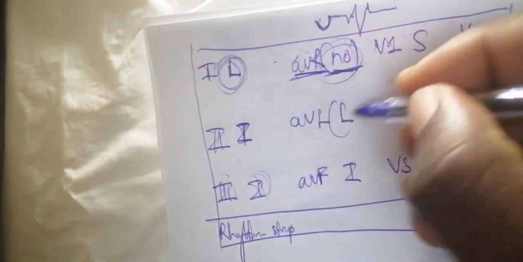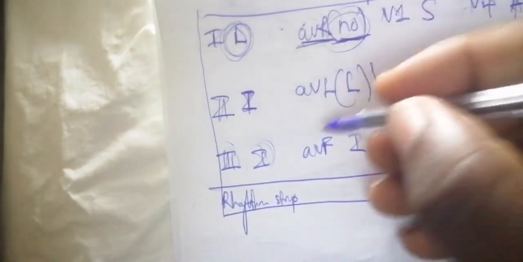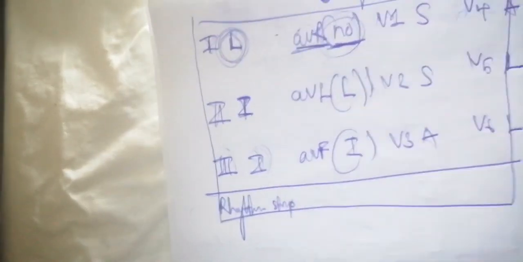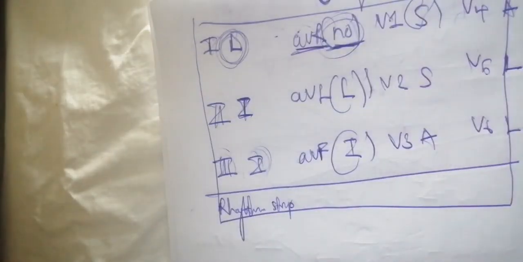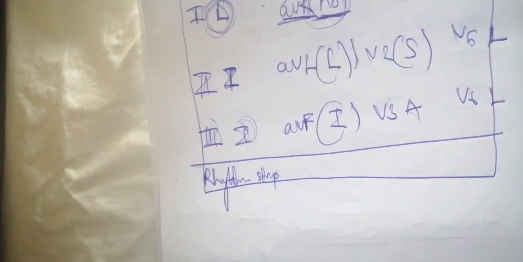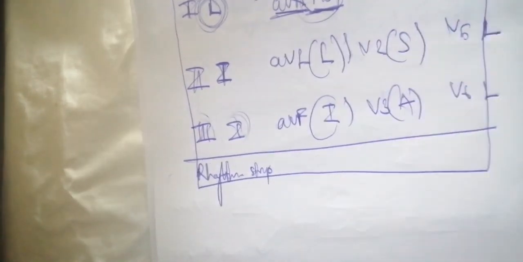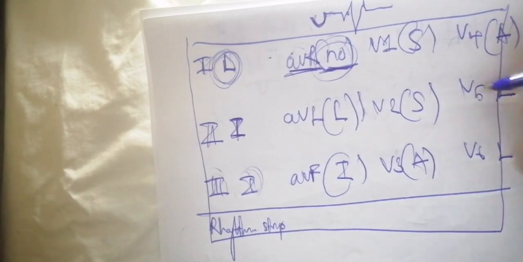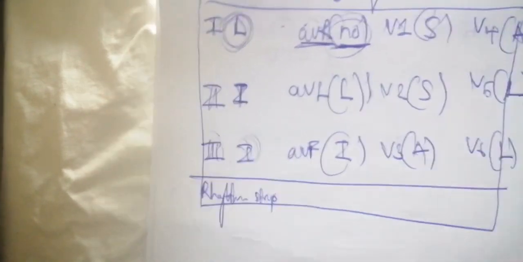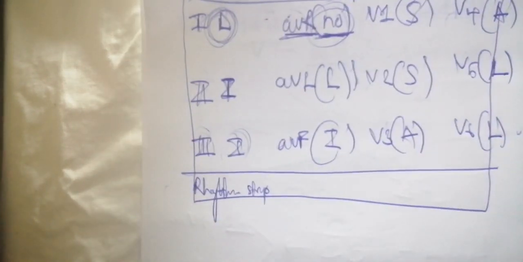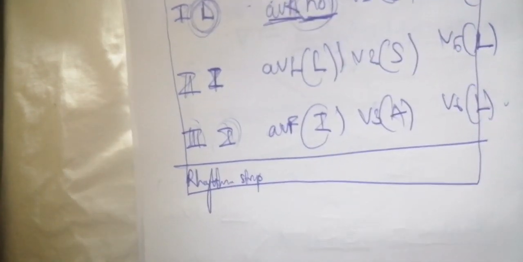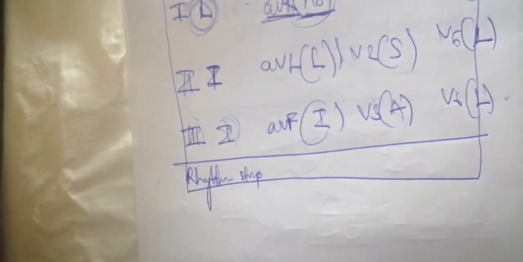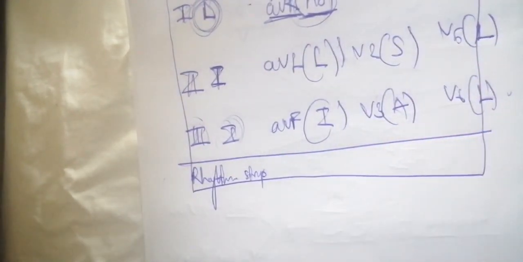Now, limb lead AVL corresponds to the lateral aspect of the heart. Limb lead AVF corresponds to the inferior aspect of the heart. V1 is the septal aspect of the heart. V2 is the septal aspect of the heart. V3 corresponds to the anterior aspect of the heart. V4 corresponds to the anterior aspect of the heart. V5 corresponds to the lateral aspect of the heart. And lastly, V6 corresponds to the lateral aspect of the heart. So this is how you can visualize the heart in 3 dimensions with respect to the different leads.